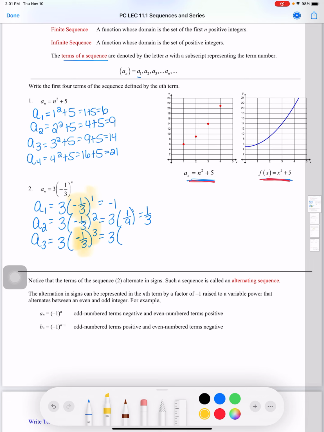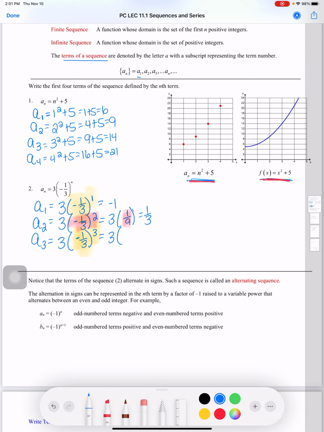I had a negative to the first power up there. Keep in mind, when I have negative numbers raised to odd powers, the outcome is negative, right? But if I have negative numbers with an even power, the outcome is positive. So just pay attention to your signs when you're multiplying these negative numbers when you have those powers.